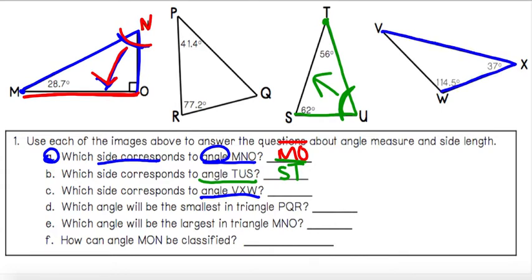VXW. I trace it as I see it. Here's my angle. The side opposite of that angle, or corresponding, is VW. Perfect. All right, now this gets a little bit different. So now it says, which angle will be the smallest in the triangle PQR? So first I need to look at triangle PQR, okay?